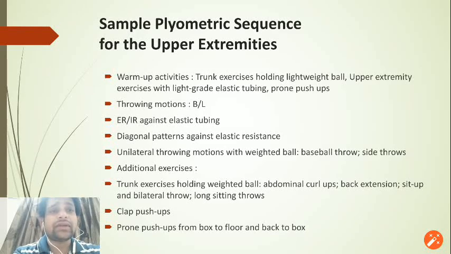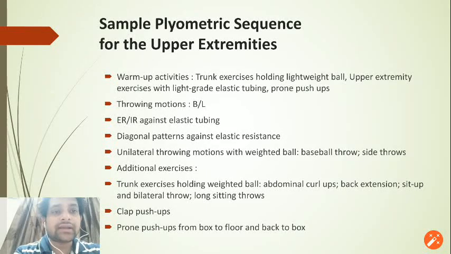Always start with warm up activities and end with a cool down period. In the warm up activities, you can do all the free movements or free exercises, and you can even perform the exercise with a lightweight ball for the upper limbs. Then you can use the elastic tubing, then prone push-ups. Next, bilateral throwing motions, then external and internal rotation against the elastic tubing. This is the progression, the sequence pattern for the upper extremities.